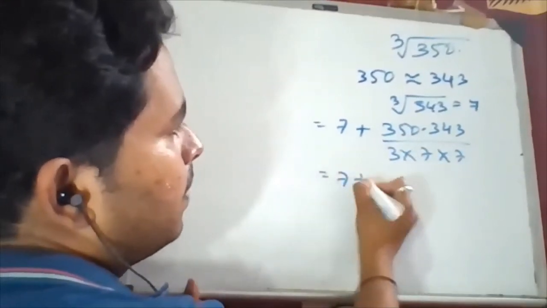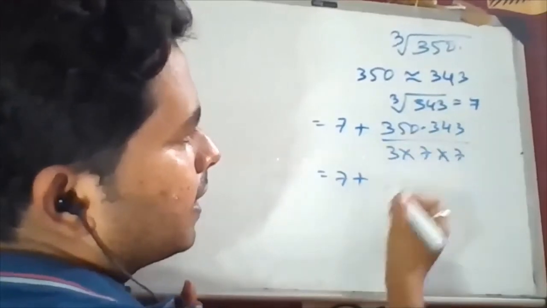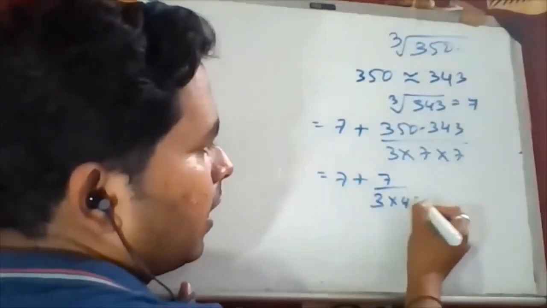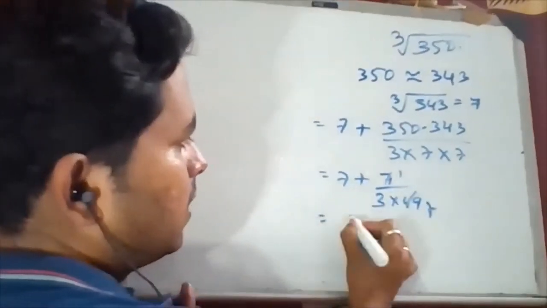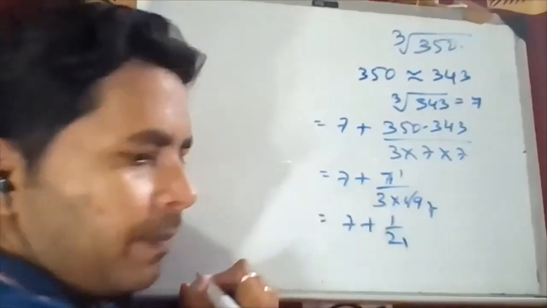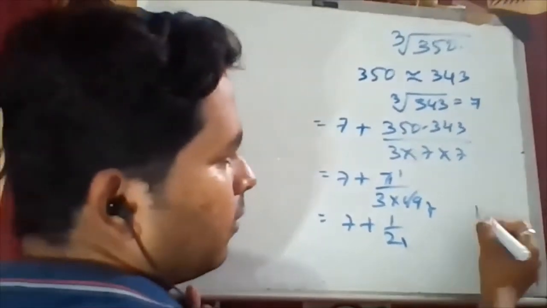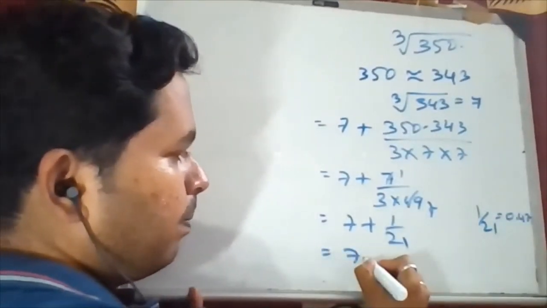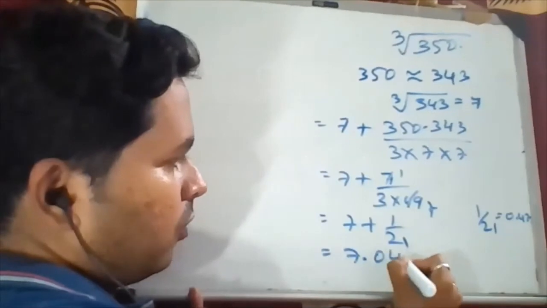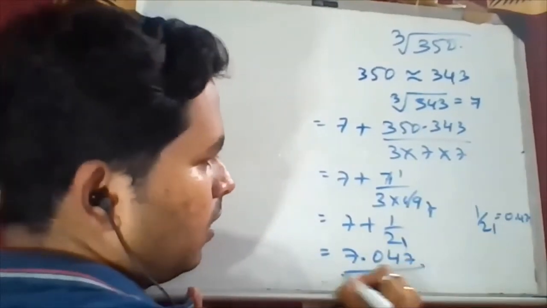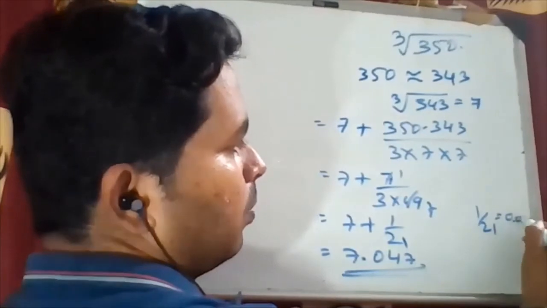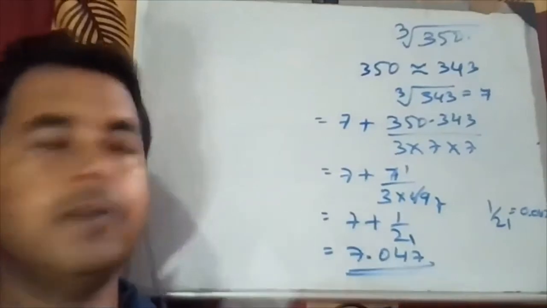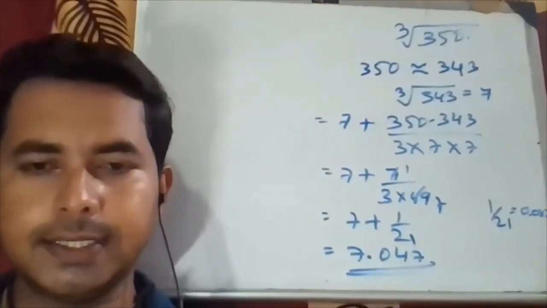7 plus, here again you will get 7 divided by 3 into 49. So 7 ones are 7, 7 sevens are 49, so you will get 7 plus 1 by 21. 1 by 21 is 0.047, so you will get the answer 7.047. In this way you have to do the cube root of 3-digit numbers.